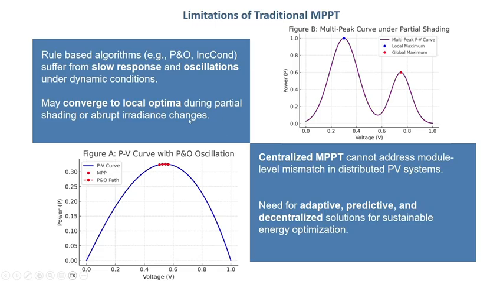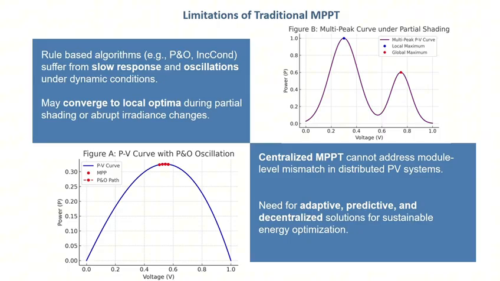Let's begin by looking at why traditional MPPT methods are no longer sufficient in real-world PV systems. Conventional MPPT algorithms such as perturb and observe or incremental conductance rely on simple rule-based logic. While easy to implement, these methods suffer from slow response and oscillations under fast-changing environmental conditions. As you can see in Figure A, the PO algorithm tends to oscillate around the maximum power point. This not only wastes energy but can also lead to tracking errors when the irradiance changes rapidly.